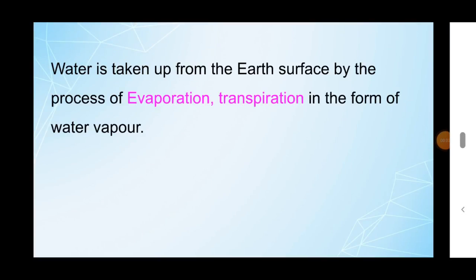Students, water is taken up from the earth's surface by the process of evaporation and transpiration. By this evaporation and transpiration process, water vapor is formed. This water vapor enters into the atmosphere or air. Now, from the earth's surface water enters into the air. How does the water vapor come back to the earth's surface? Do you have any ideas, children? How does it again come back to the earth's surface?